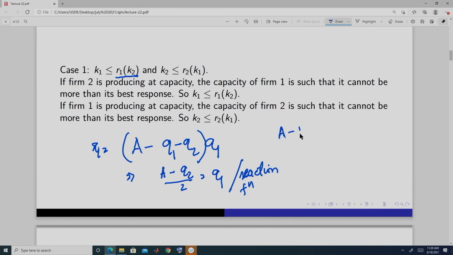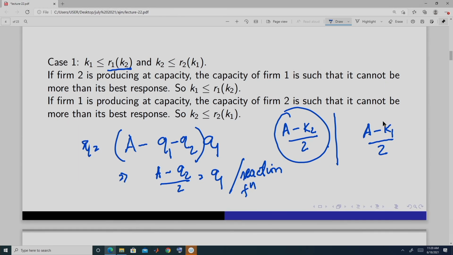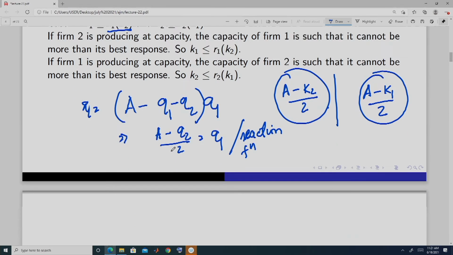Suppose firm 2 produces at its capacity, then what is the best response for firm 1? This amount. So, here it says that the capacity of firm 1, given the capacity of firm 2, is less than or equal to this amount. Similarly, for firm 2 we will get a reaction function like this. So, K2, if K1 is fixed, is such that it is less than or equal to this amount. Okay? And we found the pure strategy Nash equilibrium in this case in the previous lecture.